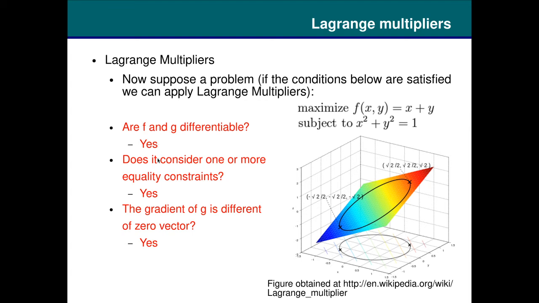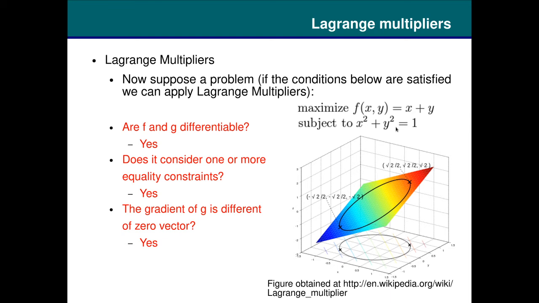Does it consider one or more equality constraints? Yeah, it considers a single equality constraint. If it considers an inequality constraint, I cannot use Lagrange multipliers. The gradient of g is different from the zero vector. That's another point. If the gradient of my constraint is different from the zero vector, I can solve my problem. Otherwise, I can't, because I will have an infinite number of solutions.